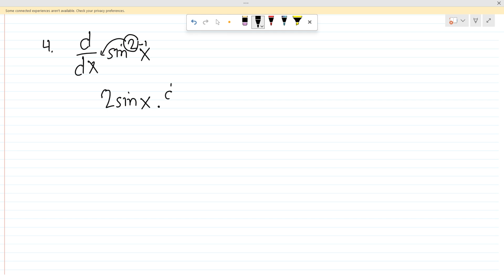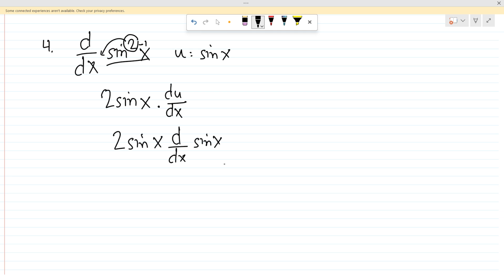That would be du over dx. So by the way, alin po yung ating pinaka-u? U is yung ating sine of x. So therefore guys, 2 sine x, derivative po ng ating sine x. What is the derivative of sine x? Based po sa ating formula, that would be cosine of x. So ang tanong ko po, ito na po ba yung ating final answer?